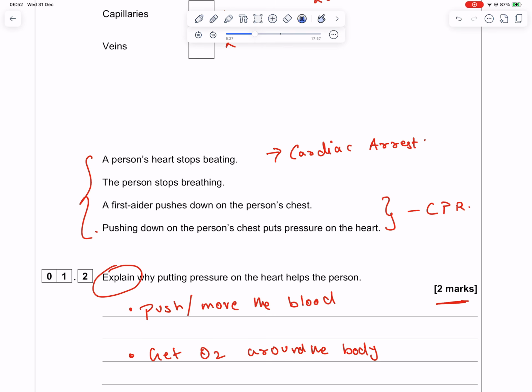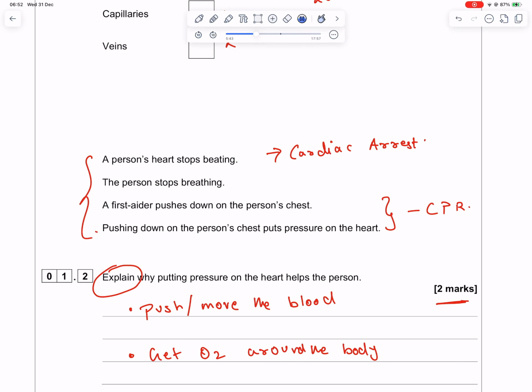Now, common mistakes here: please don't say it restarts the heart. This idea is clearly ignored by the examiners. It does not restart the heart. It does not get oxygen to the lungs. There's no reference to lungs needed at all here.